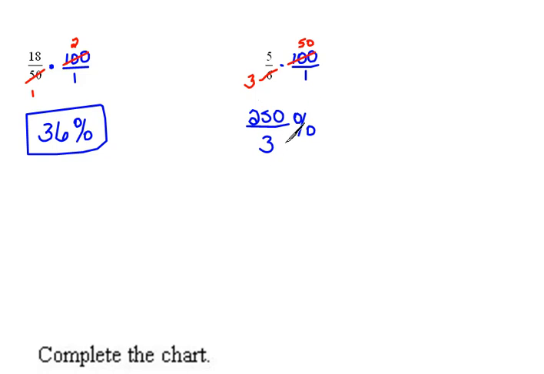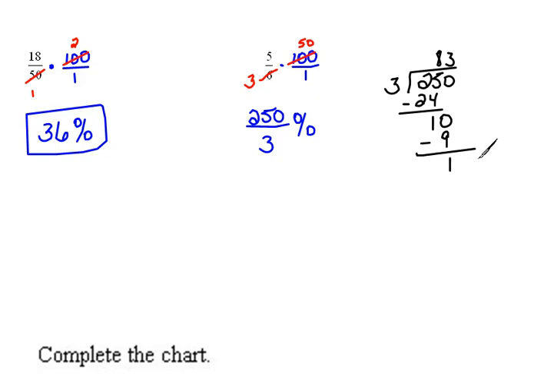Now we do not like to say 250 over 3%. It needs to be either a simplified proper fraction or a mixed number. So to change that, we need to go ahead and do the division. So 250 divided by 3. Let's see, 3 will go into 25 8 times. 8 times 3 is 24. Subtracting would be a 1. We're going to drop our digit of 10 and continue on. So 3 goes into 10 3 times. 3 times 3 is 9. We would have to subtract. So that would be a 1.